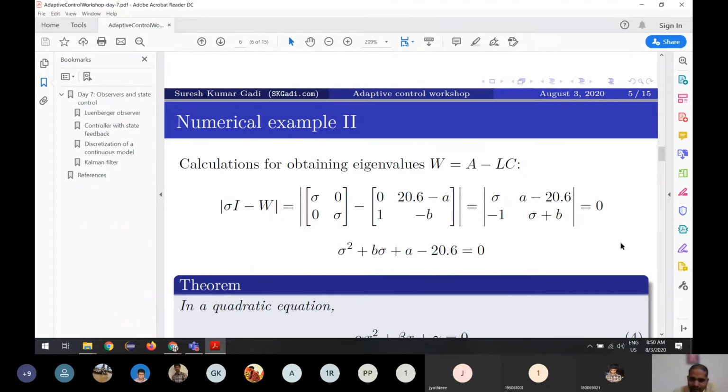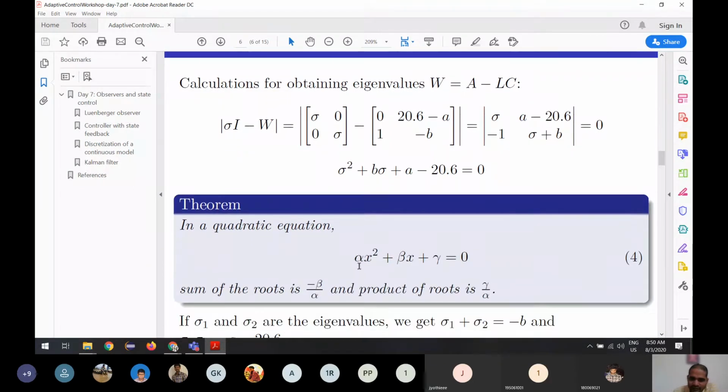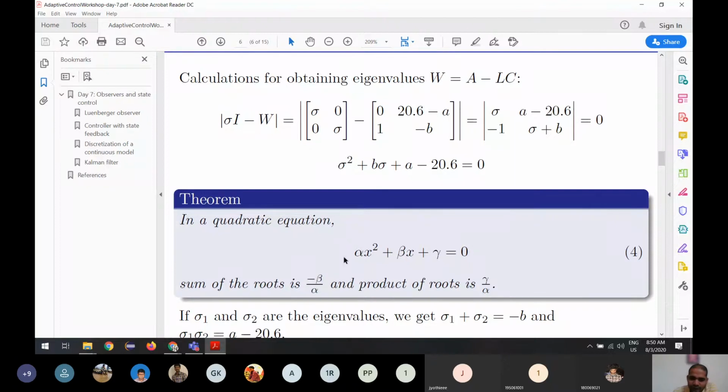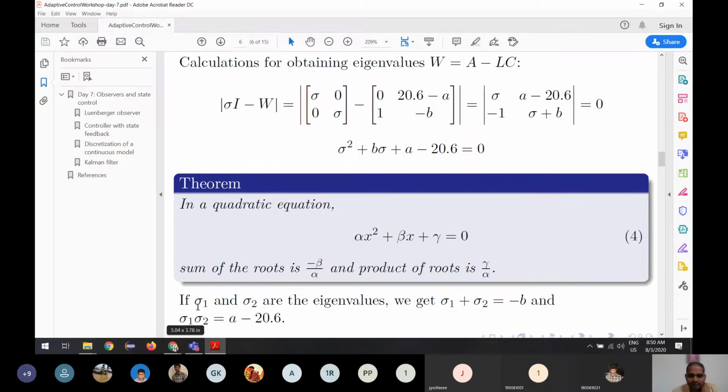So if you see this equation, it looks like a quadratic equation, right? Like alpha x square plus beta x plus gamma. We know in a quadratic equation, the sum of the roots is minus beta by alpha, and the product of the roots is gamma by alpha. So if sigma 1, sigma 2 are the roots of this, we know sigma 1 plus sigma 2 is minus b, because the coefficient is 1. And the multiplication of sigma 1, sigma 2 is this part. This part is minus 20.6.